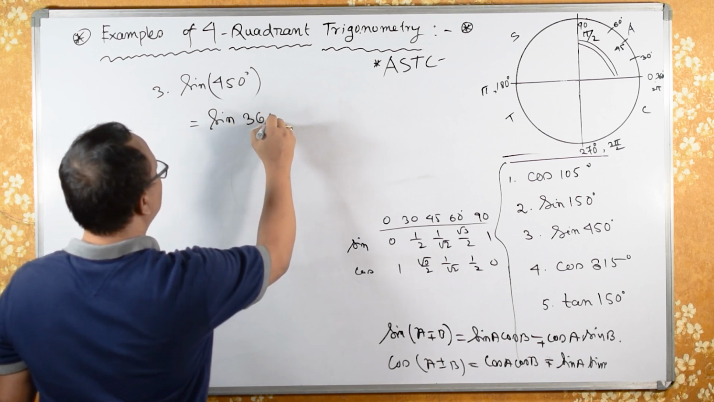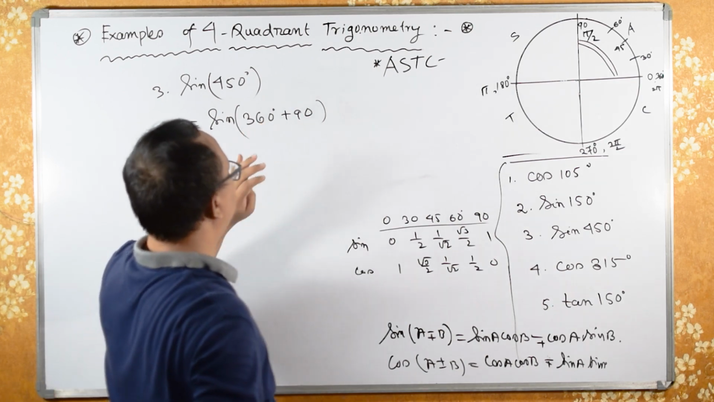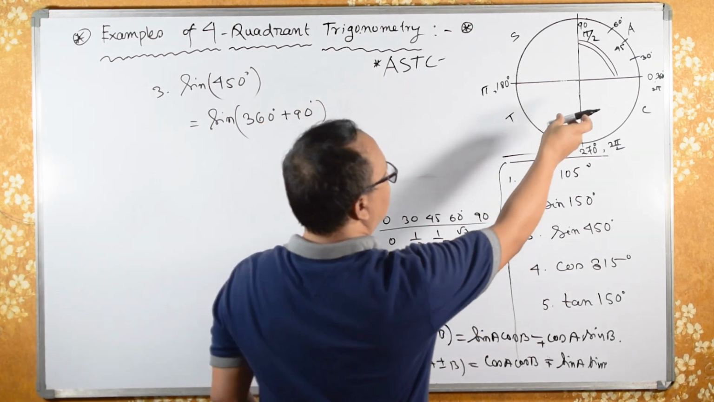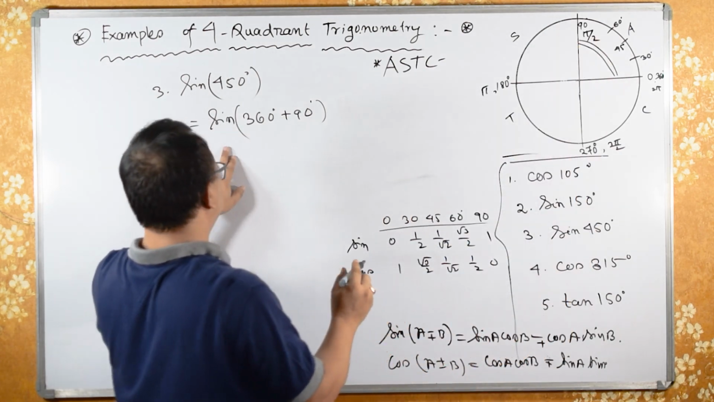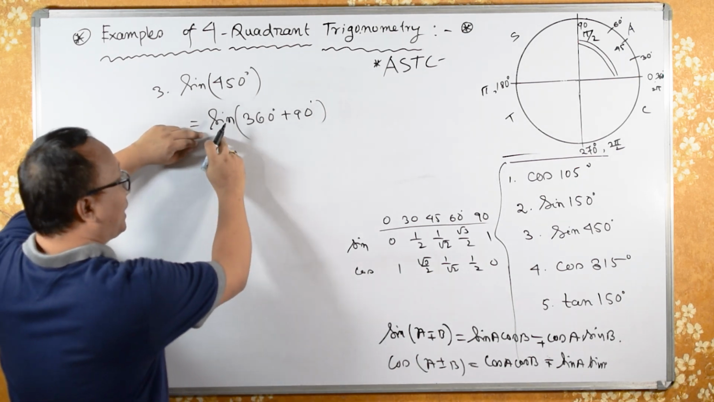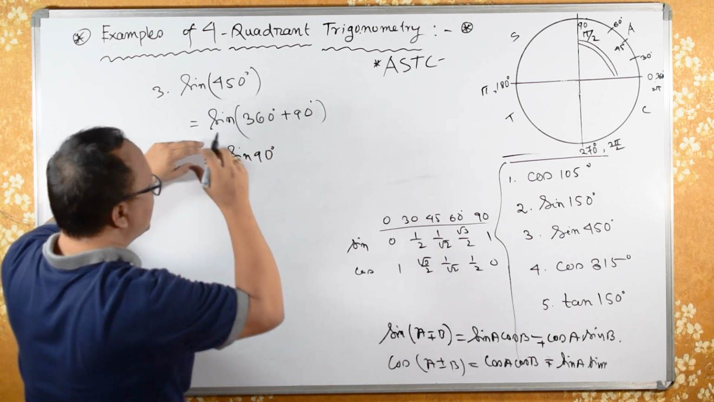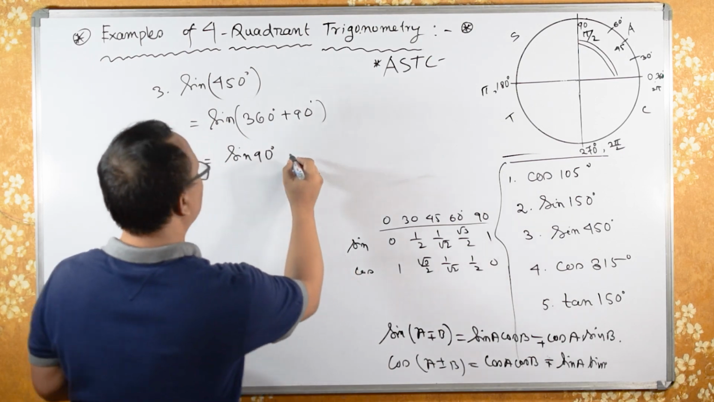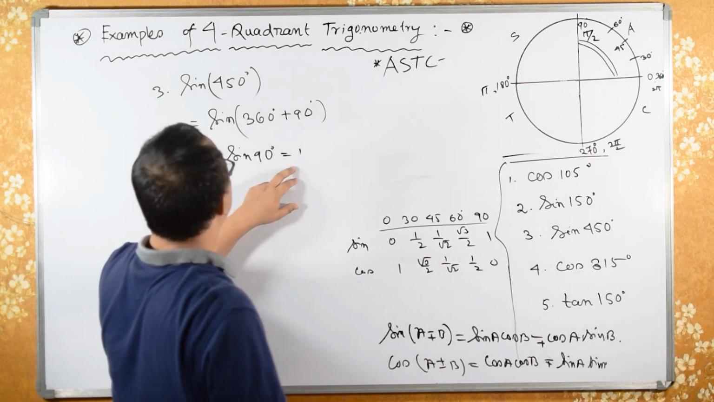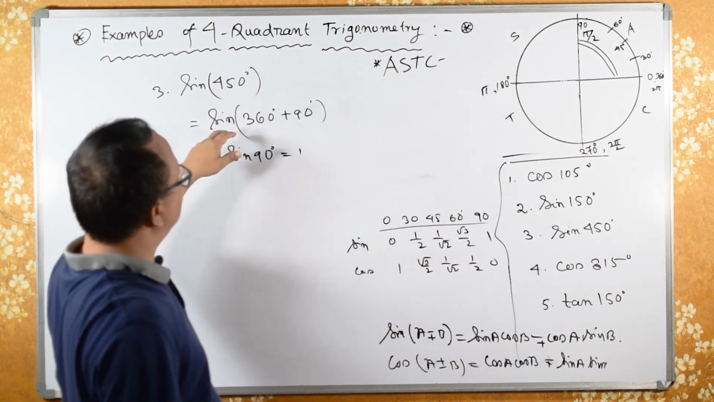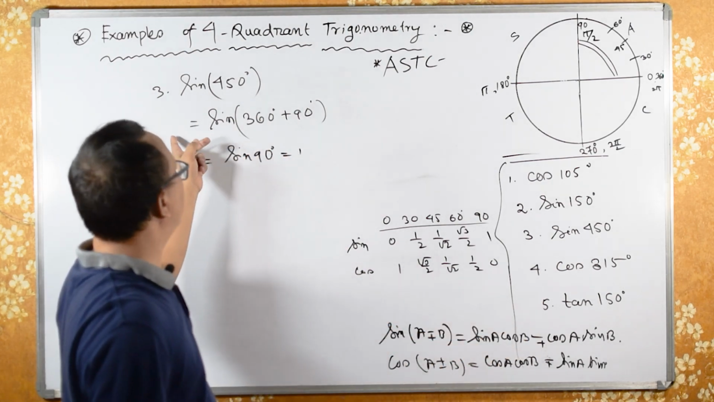It is same as sine of 360 plus 90. Just check, okay, it lies on this line. Since it is a multiple of pi, sine will go to sine. Therefore it will be sine of 90 degree. Sine 90 is 1. Okay, it's a very simple formula, sine 90 is 1. Otherwise you can apply sine A plus B over here, expand this, and find the same value.